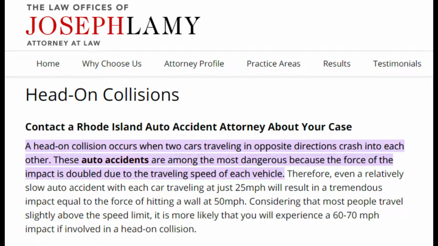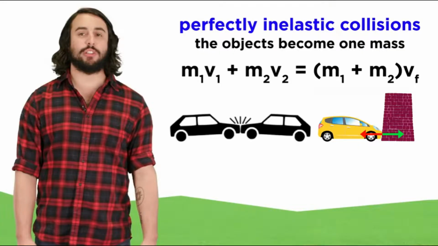According to an auto accident attorney, head-on collisions are the most dangerous because the force of the impact is doubled due to the speed of each vehicle. Therefore, even a relatively slow auto accident with each car traveling just at 25 miles an hour will result in a tremendous impact, equal to the force of hitting a wall at 50 miles an hour. This is literally as simple as 1 plus 1 equals 2, and 1 plus 0 equals 1.